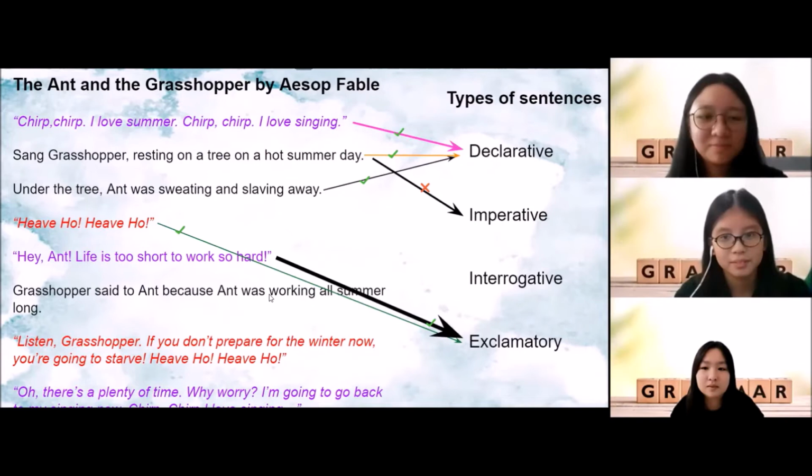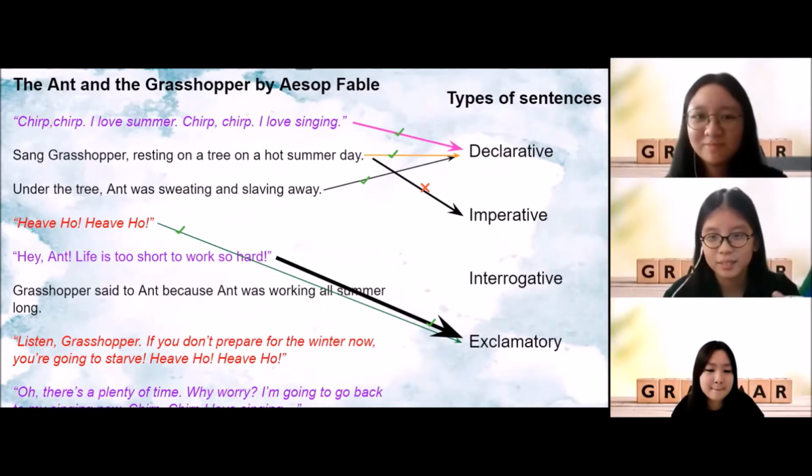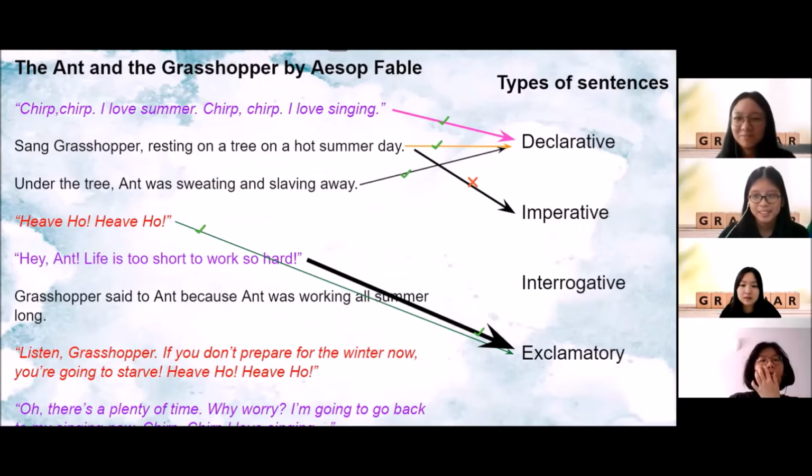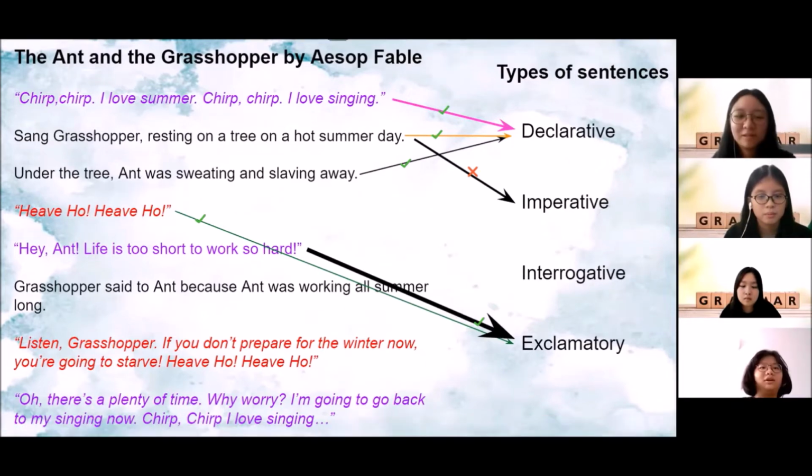Next, can I have, I'm choosing the older student that is Anna Mong here? Yes, I'm here. Anna Mong, Ko Shui, come on up. Go ahead, finish up those sentences. Come on. Grasshopper said to Ant because Ant was working all summer long. What is it? Quick. Declarative. Decorative. Yeah. Game Master, what do you think? It is correct. It is correct.